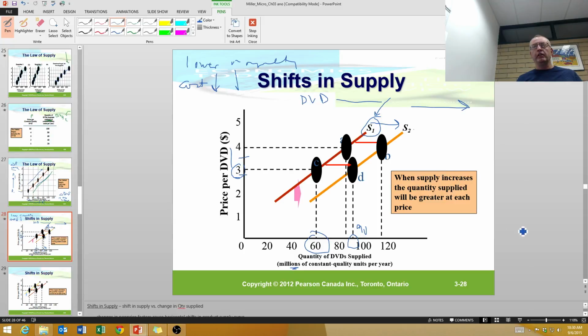And of course, supply curves can shift in both directions. They can increase or decrease.